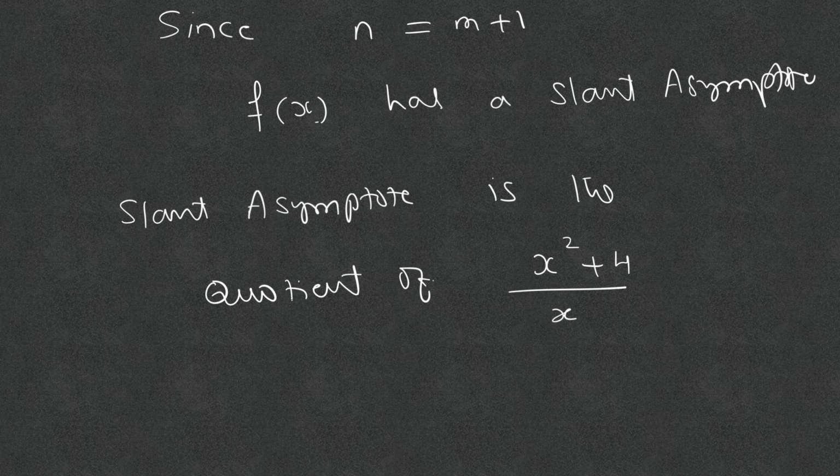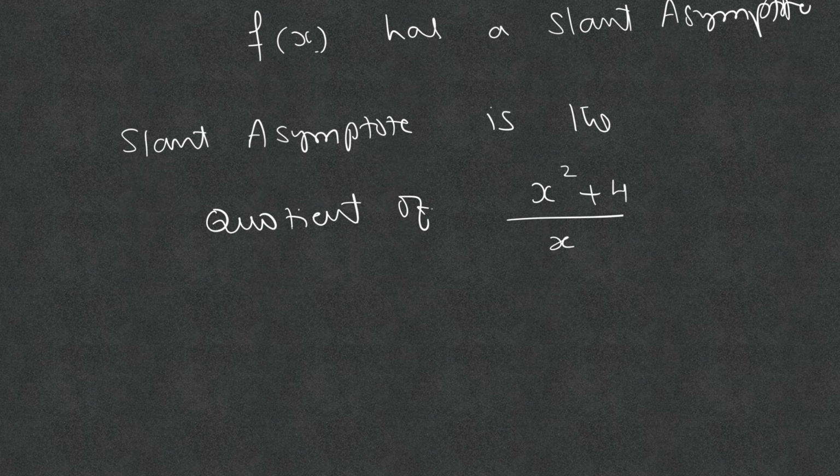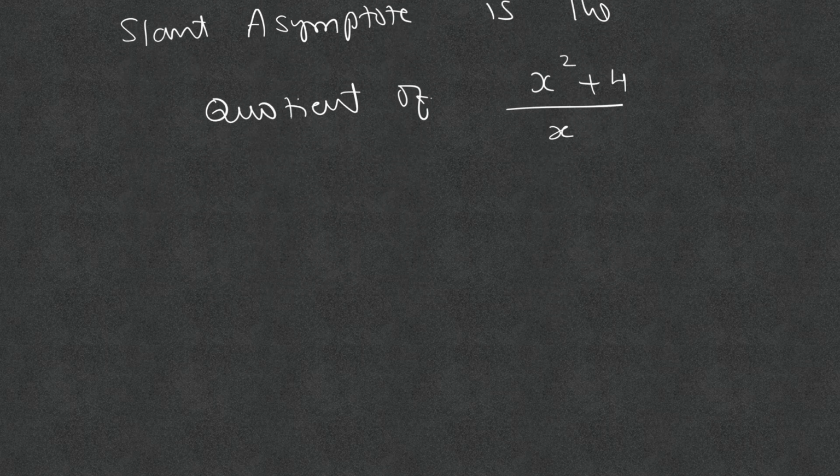The slant asymptote is the quotient of x squared plus 4 divided by x, which is obtained by using long division. The long division can be performed by arranging the numerator and the denominator as shown here.